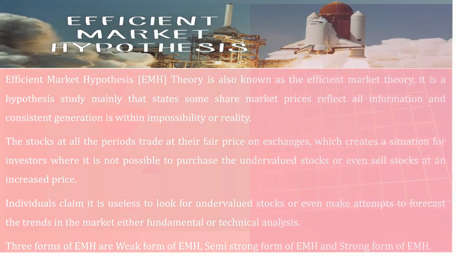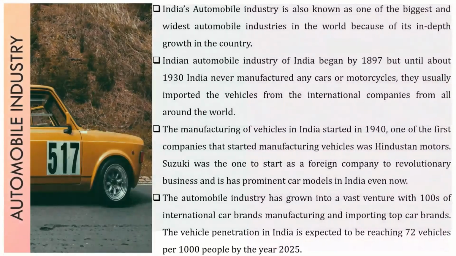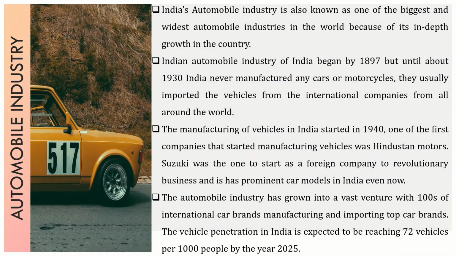Automobile industry. India's automobile industry is known as one of the biggest and widest automobile industries in the world because of its depth and distribution of high-quality vehicles. The Indian automobile industry started in 1897, but until about 1930, India never manufactured any cars or motorcycles. They usually imported them from international companies from all around the world. The actual making of vehicles in India started in 1940. One of the first companies that started manufacturing vehicles was Hindustan Motors.